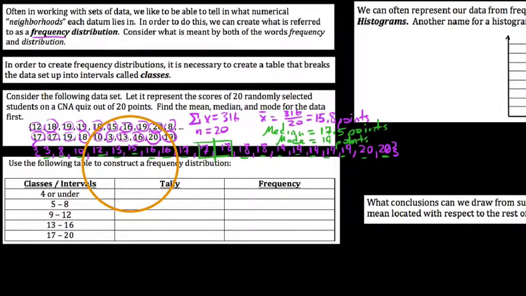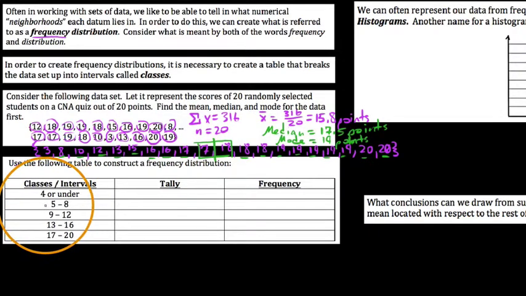So if we're going to organize this into classes, the one thing I want to mention here is that we do have this 4 and under class, but how wide is each class? We talk about the class width. From 5 to 8, a lot of people say that's a class width of 3, but how many data would fit in here? Well, 5, 6, 7, 8. That's actually 4 data that fit in this class.